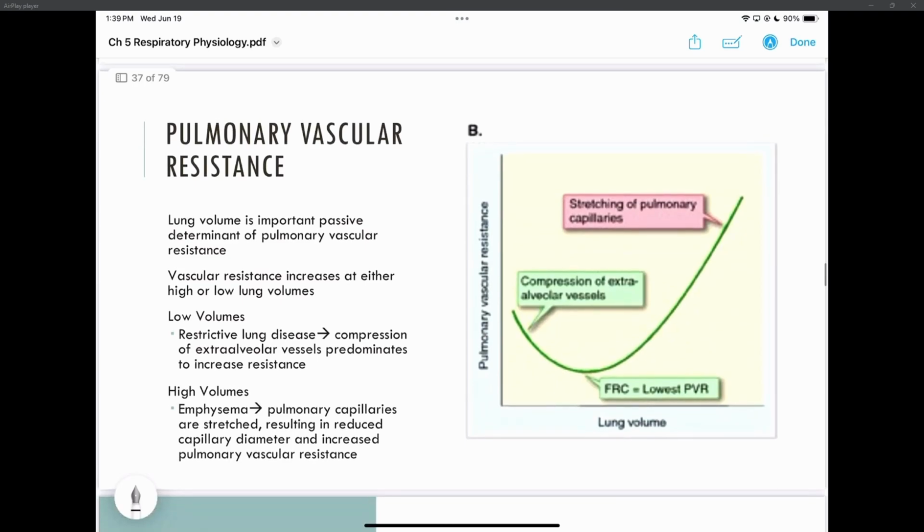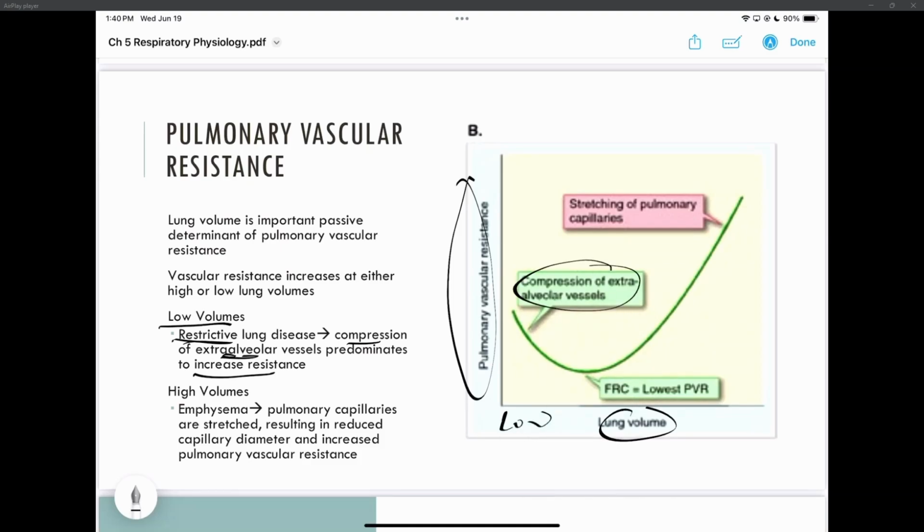This is talking about lung volumes and pulmonary vascular resistance. At low lung volumes, like a restrictive disease, we compress the extra alveolar vessels, leading to an increased resistance. So, low volumes, restrictive lung diseases. These are your lung volumes. These are the low side. We get compression of the vessels. When you compress them, the radius decreases, right? If the radius decreases, what happens to the resistance? Increases.